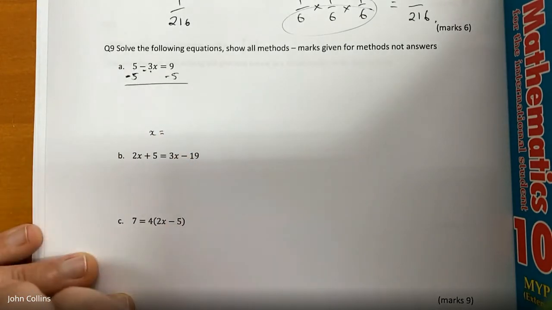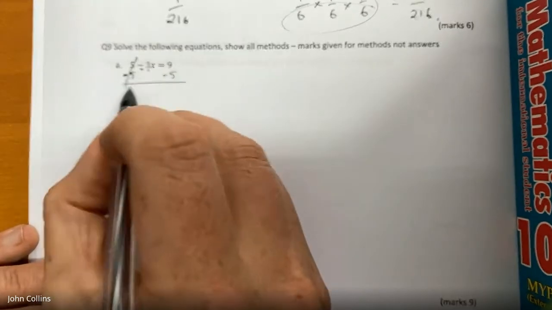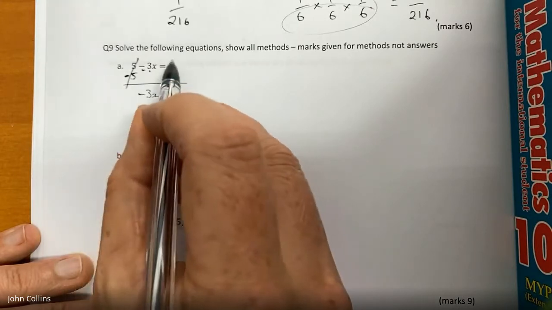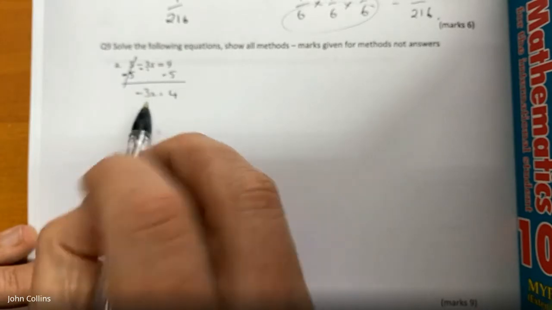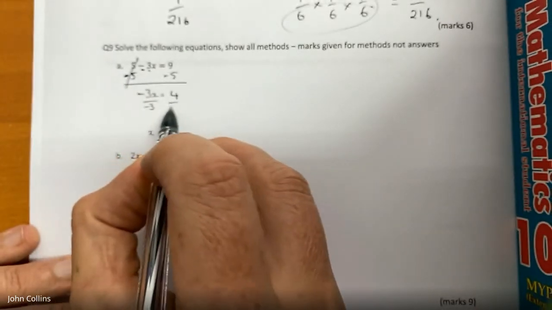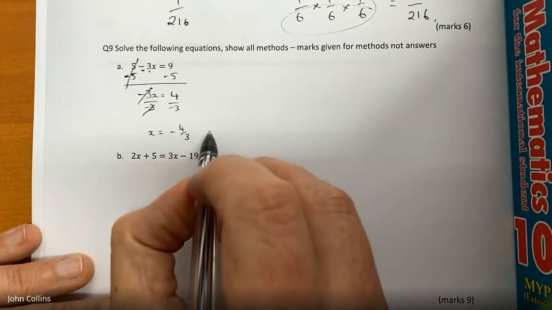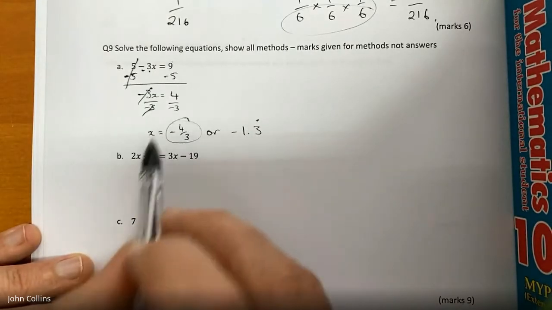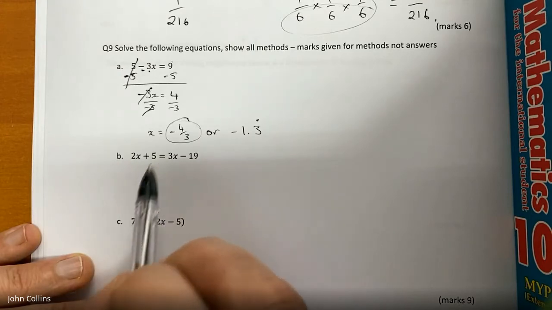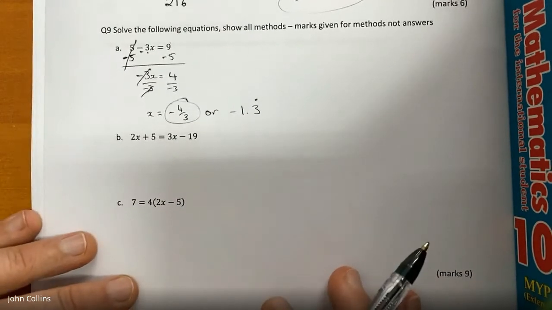So if I don't want it, I get rid of it by doing the opposite thing. 5 take away 5 leaves me with nothing. -3x is still there. 9 take away 5 is 4. All right, I have -3 times x here, so I divide by -3 both sides. -3 into -3 goes once, so I am left with this 1x and -4/3. Or you can change it to a decimal, -1.3 recurring. This is the more accurate form, so try and leave it as a fraction. It's probably better. So yeah, most of you got that right that typed in an answer.